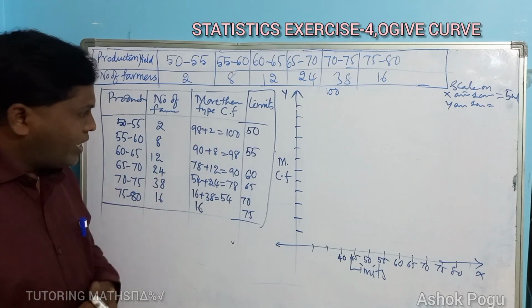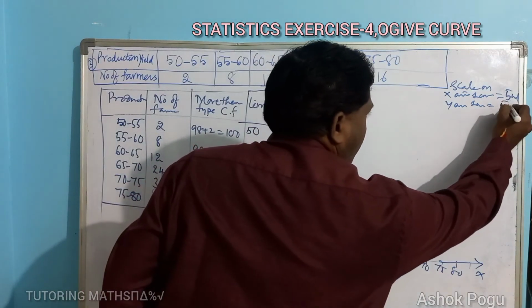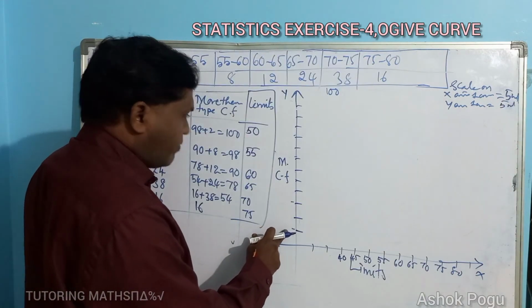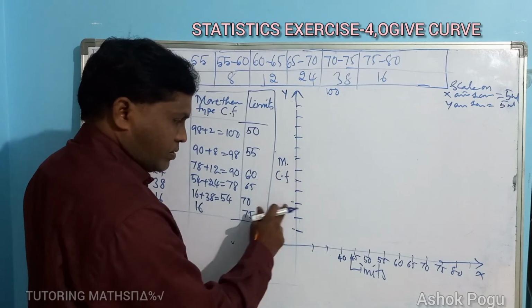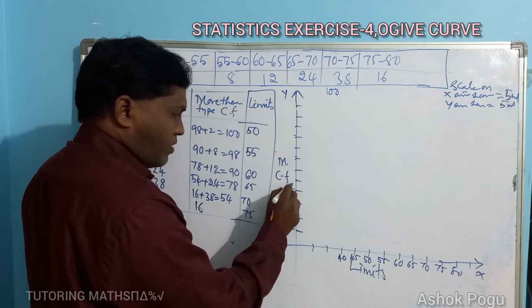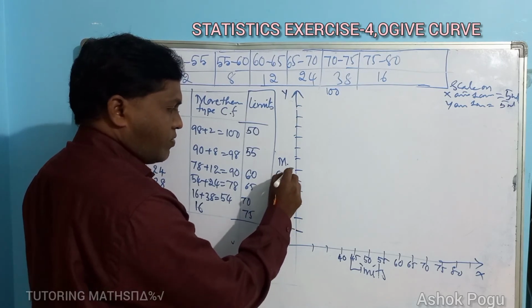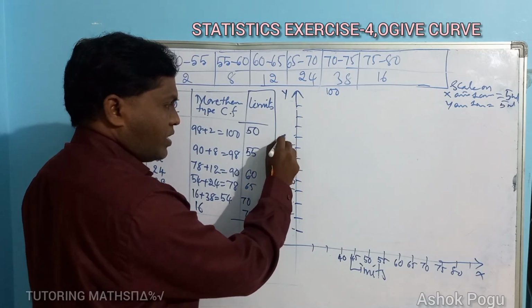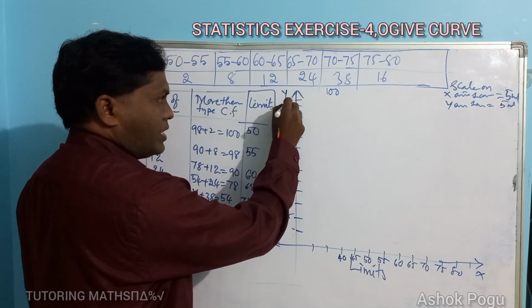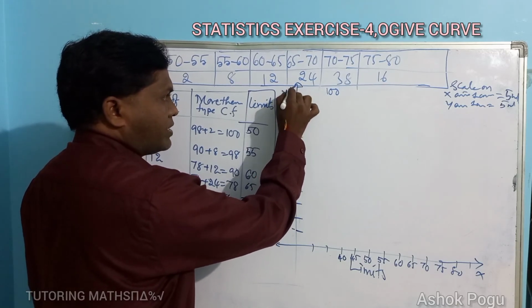So better to take 5. Here also you take 5 units. Let us start directly from here 40, 45, 50, 55, 60, 65, 70, 75, 80, 85, 90, 95 and 100.